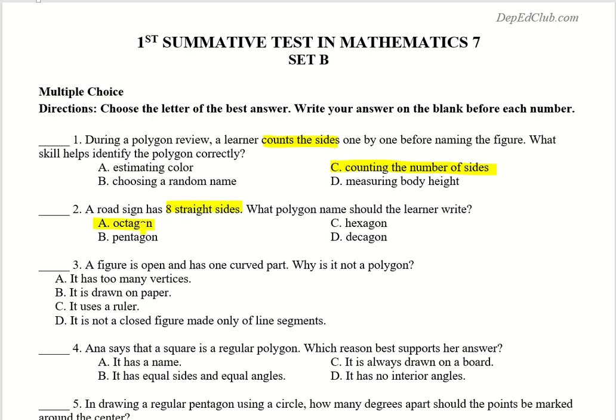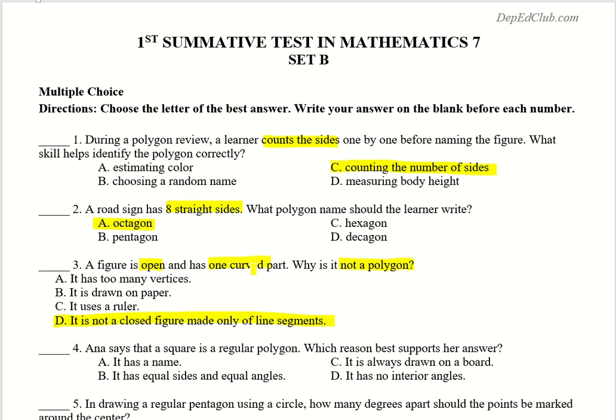Number 3, a figure is open and has one curved part. Why is it not a polygon? So again, not a polygon. It should not be an open figure. It says here open, so it is not a closed figure made only of line segments. And another part is that it has a curve.